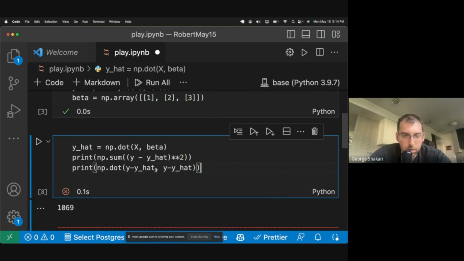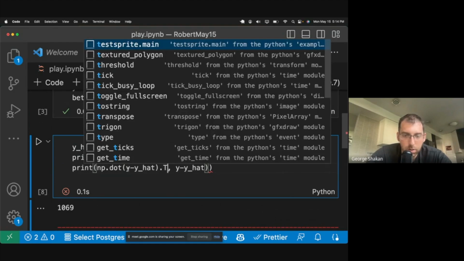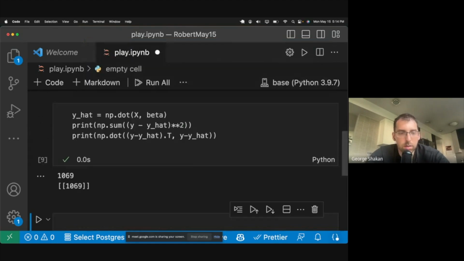It's not exactly working. Maybe I have to do transpose or something. I don't know exactly here. There we go. Then it works. Yeah, so it's the dot product, not of the vector with itself, but the transpose of the vector with itself.